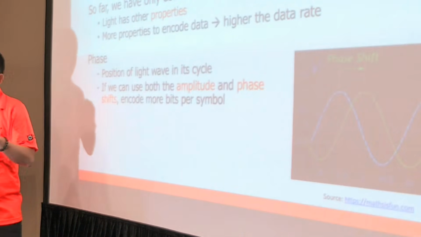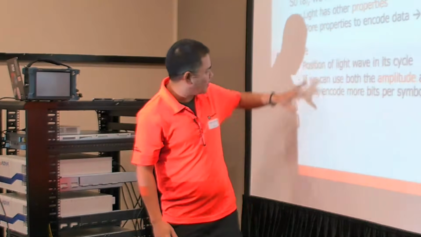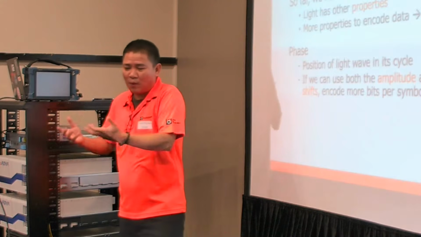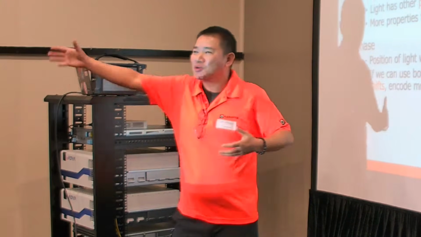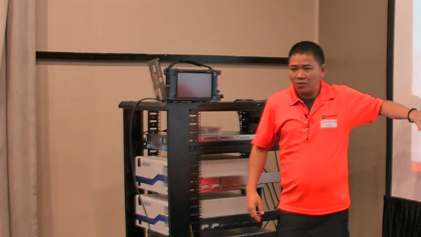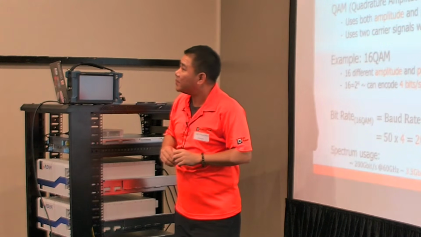So that's what we are trying. We say, okay, not just the brightness of the light, let me also use this property of light. Meaning, if I use more properties of light to encode data, I get more data rate, right? So now let's have a look at what modulation allows us.